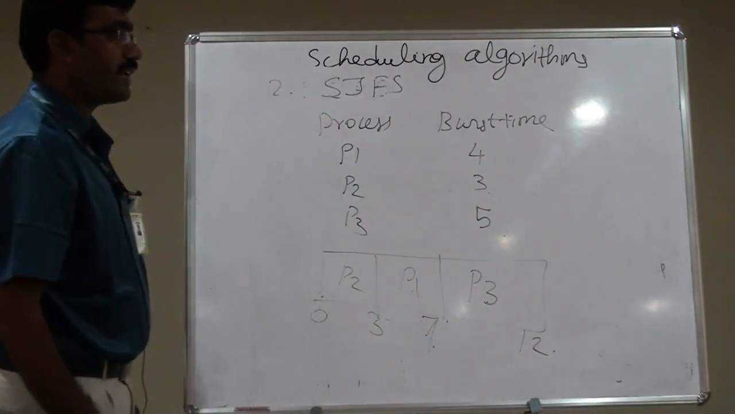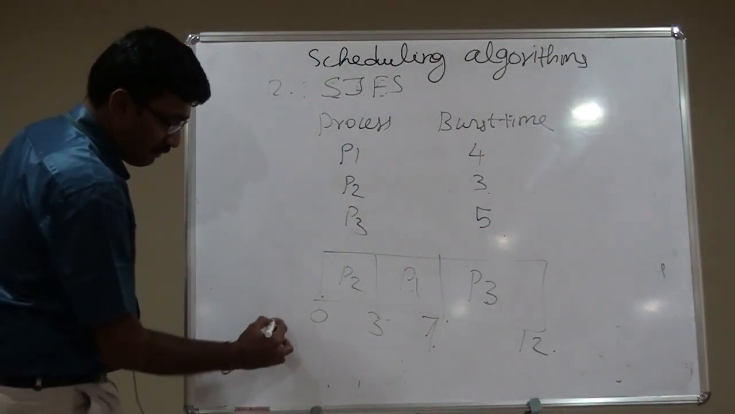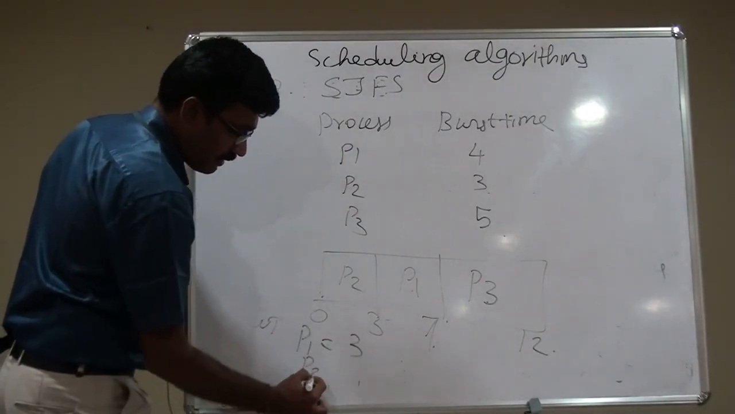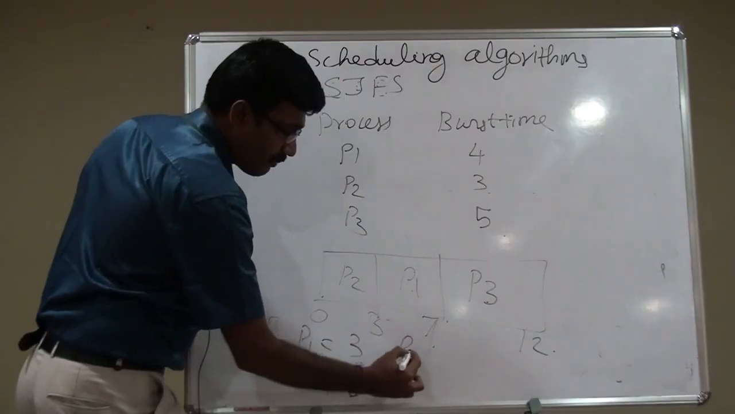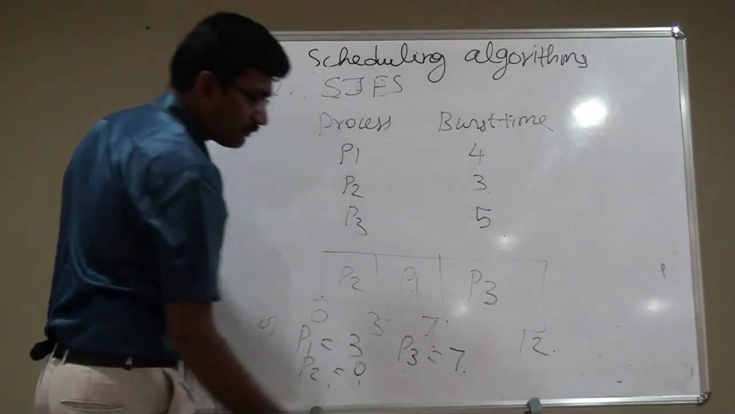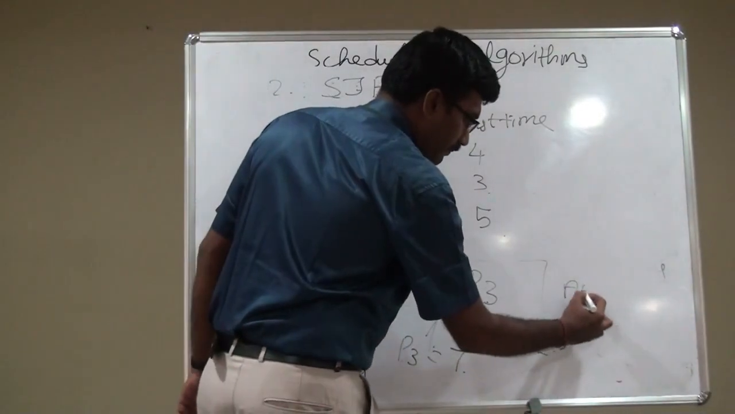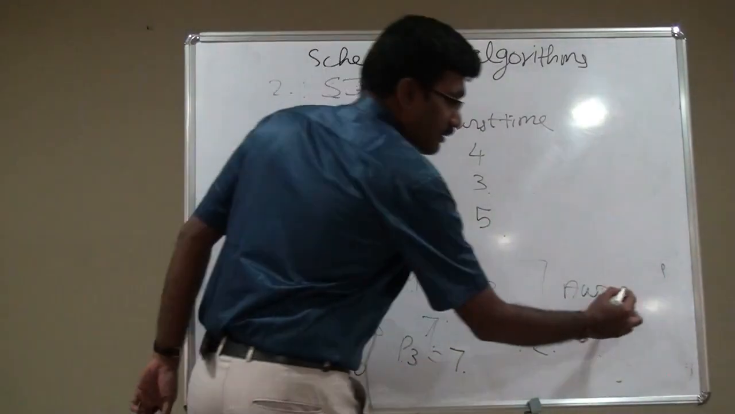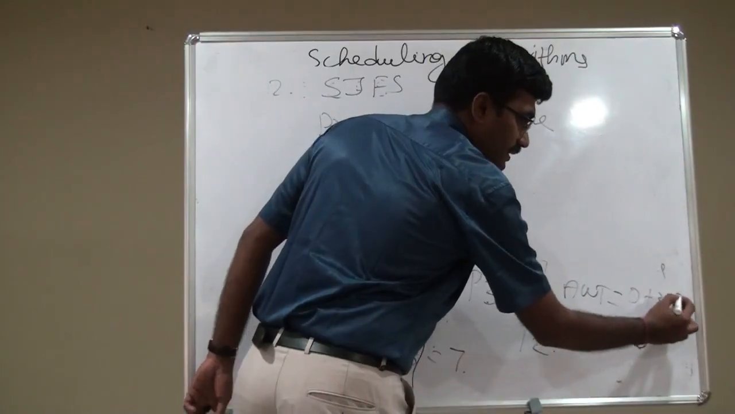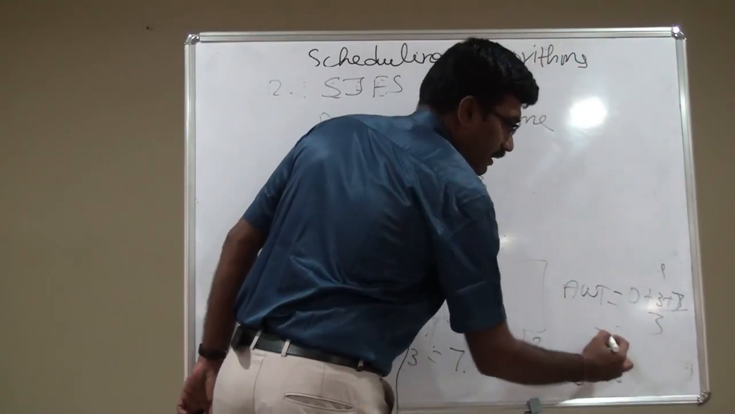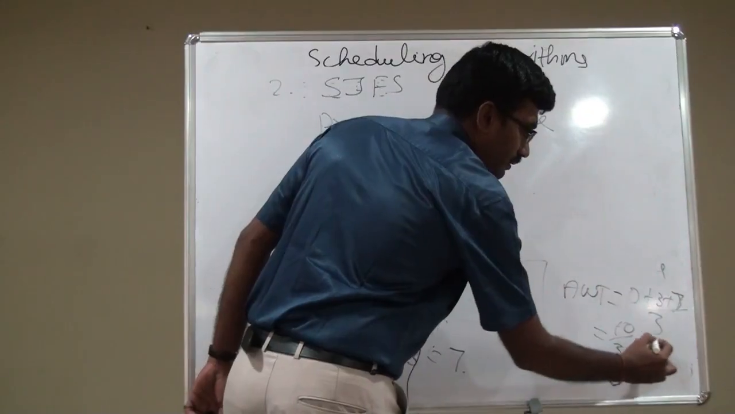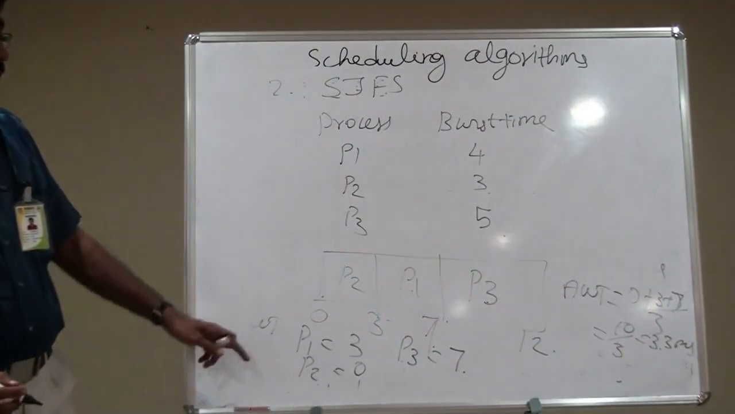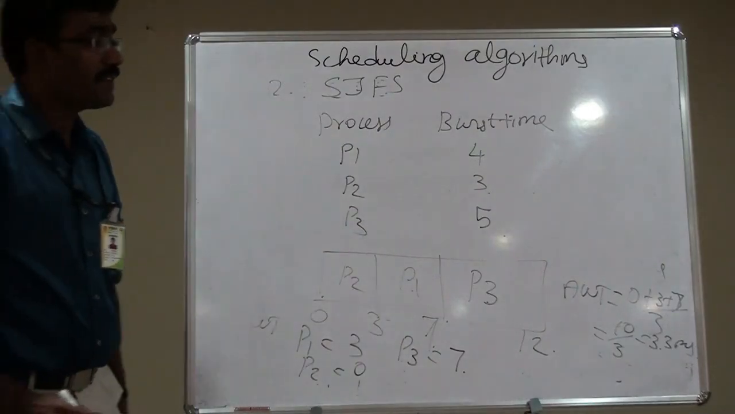Now find the waiting time. Waiting time for P1 is 3, waiting time for P2 is 0, waiting time of P3 is 7. Average waiting time is 0 plus 3 plus 7 by 3, 10 by 3, 3.3 milliseconds. So compared to first come first serve, this waiting time is very low.